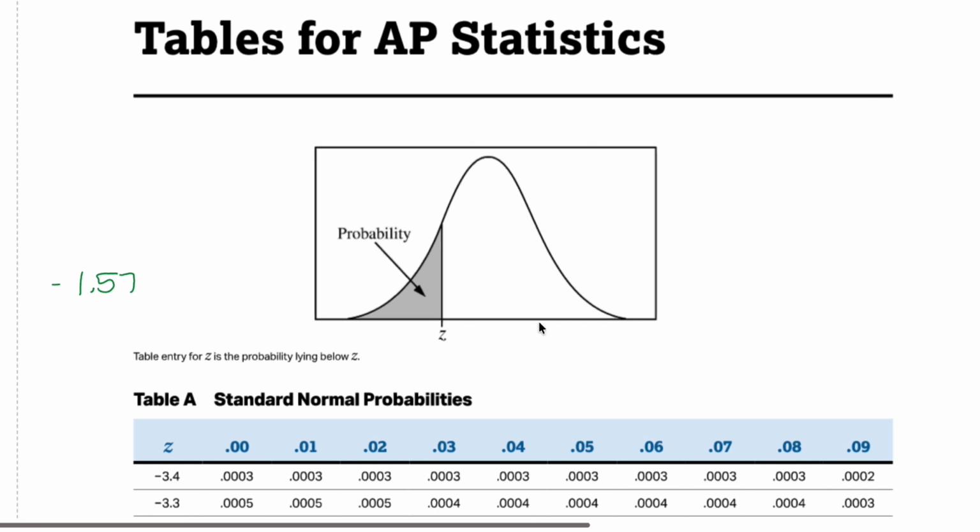So first of all, they give you a general picture right here. This is a little hint on how the z-score works, like what does it stand for? It basically stands for how far away you are from the mean, and the probability is all of the region to the left of the z-score. So for example, right here, the shaded region will be the probability.